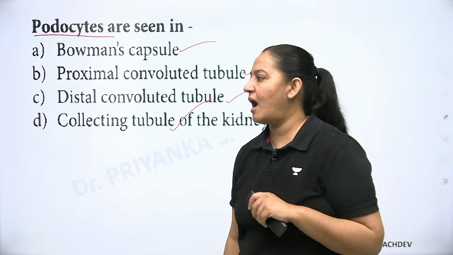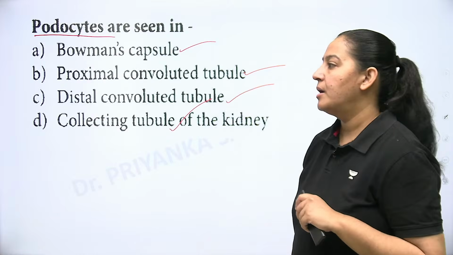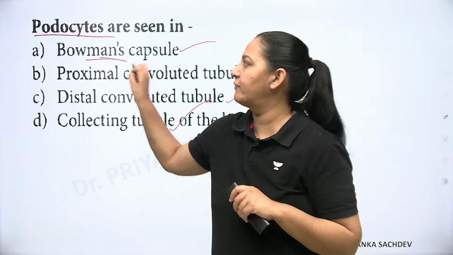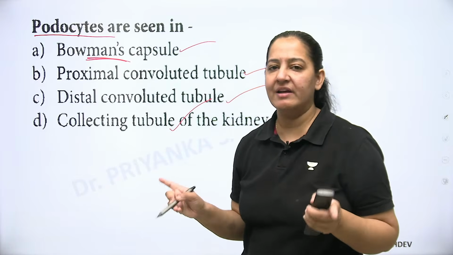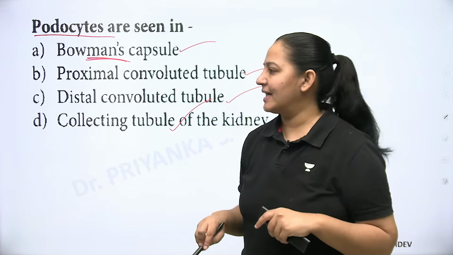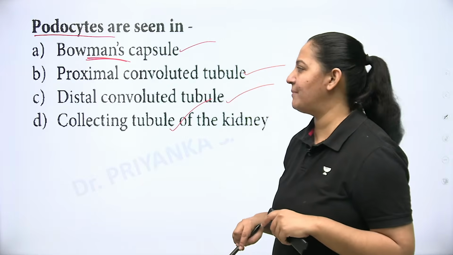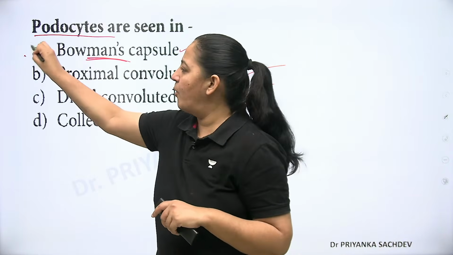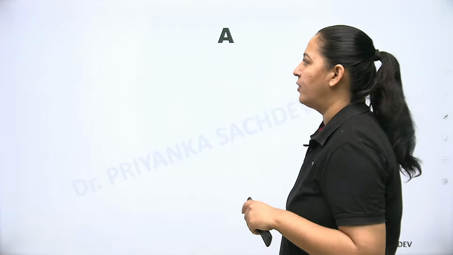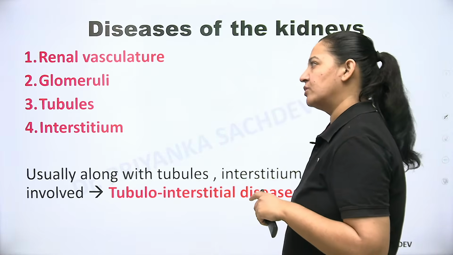So podocytes are the lining of the Bowman's capsule. The inner lining of the Bowman's capsule is podocytes, that is visceral epithelium, and the outer lining will be parietal epithelium. So yes, the correct answer here is A, and most of you are absolutely right. Okay, so this is a question based on the normal structure.